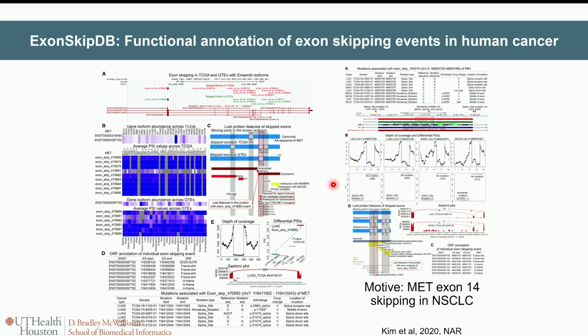This work is about the exon skipping database. We mainly analyzed the TCGA pan-cancer data. The motivation was that recently there was a report of targeting the MET exon 14 skipping event, and the drug was approved by the FDA. Similarly, we wanted to find similar mechanisms. The left image shows the evidence for MET exon 14, and the right panel shows a similar exon skipping event in RB1, a tumor suppressor gene.